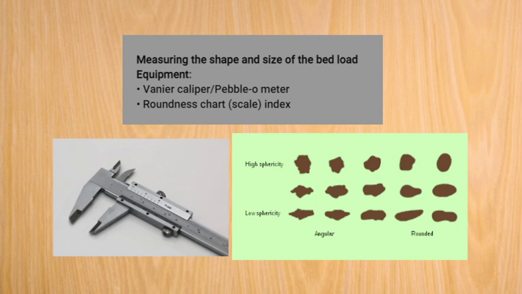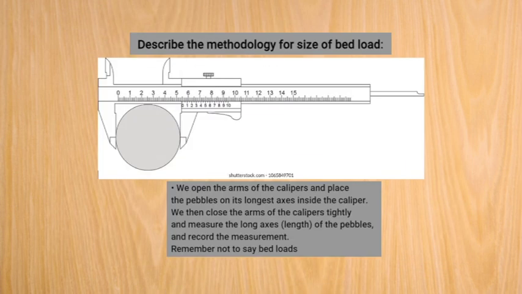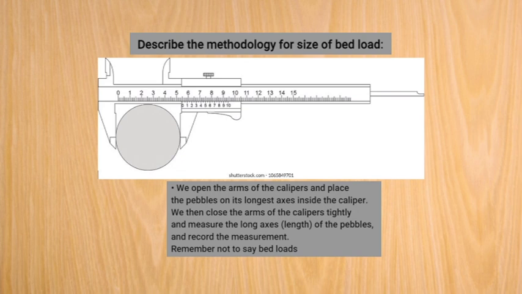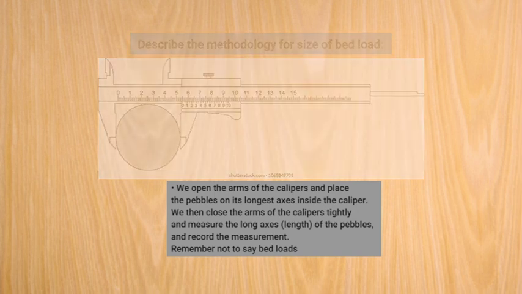We will now look at how to measure the size of the pebble. Remember, you may be required to give both methods of selecting bed loads and methods of determining the size and shape of pebbles. How to measure the size of pebbles? We open the arms of the calipers, place the pebble on its long axis inside the caliper. We then close the arms of the caliper tightly and measure the long axis of the pebble. We record the measurement and remember not to say bed loads but pebbles.